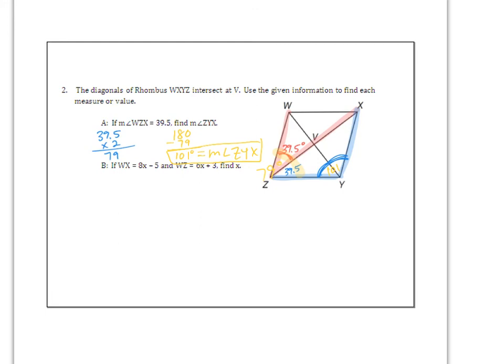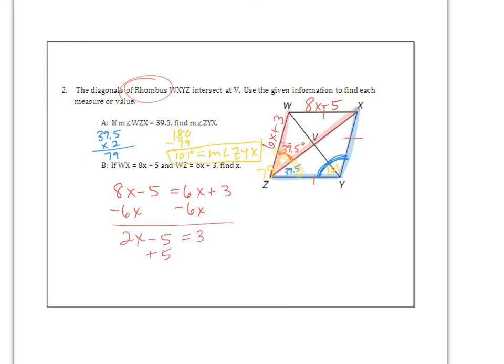Okay, next, part B. WX is 8x minus 5. WZ is 6x plus 3. Find x. Well, this is a rhombus. It tells us that at the start. So all 4 sides are congruent. And so 8x minus 5 equals 6x plus 3. Solve for x. X equals 4. And we're done because it doesn't say to plug it back in, so we can be done. X equals 4.